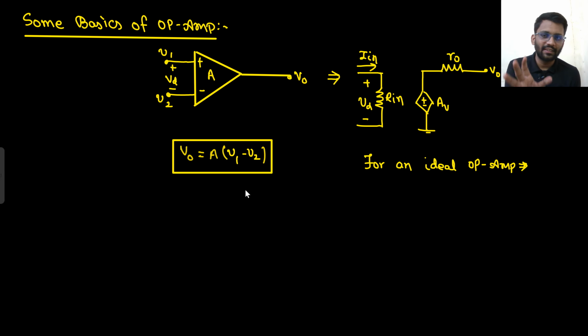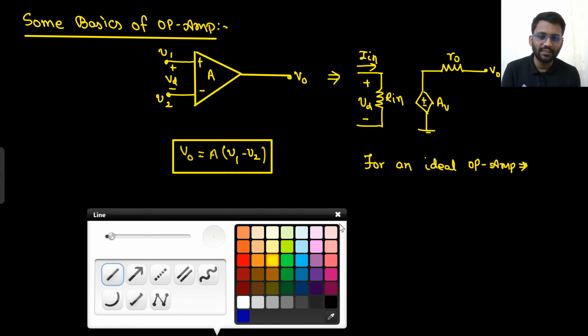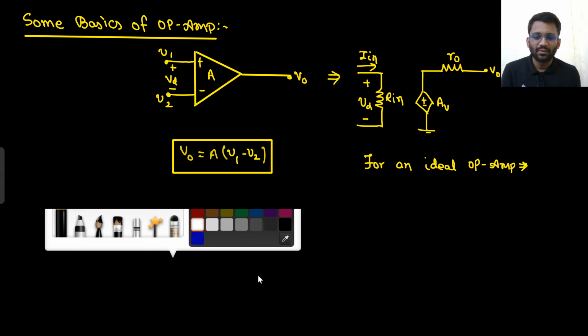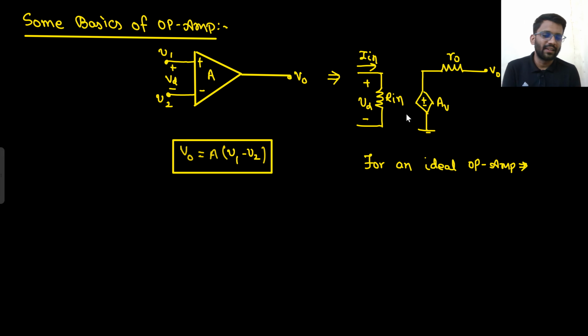We have already seen the internal structure. What is the internal structure? This is the op-amp that we are going with. You already know this is the internal structure, right? So I don't need to make that op-amp sign. So what will be your V naught? V naught is A into V1 minus V2. That also you know, right?